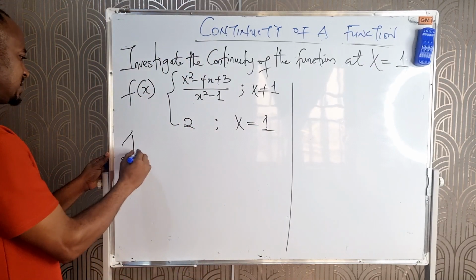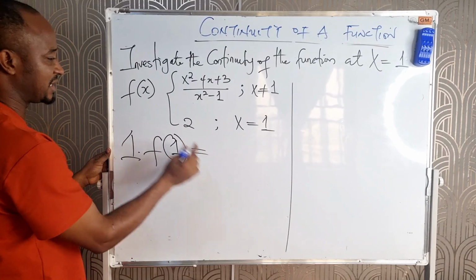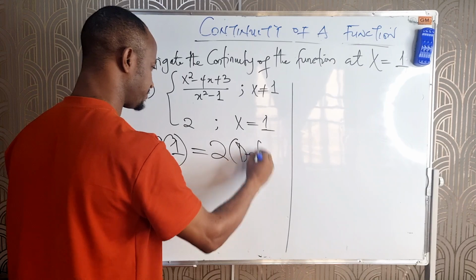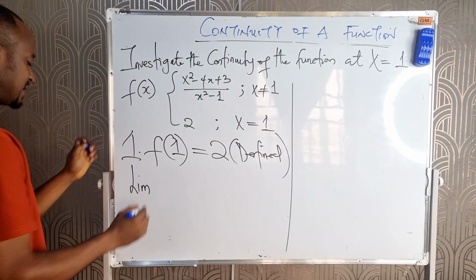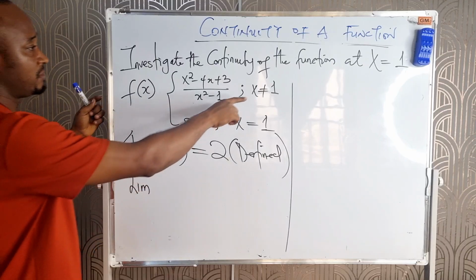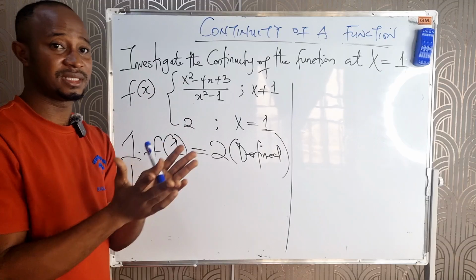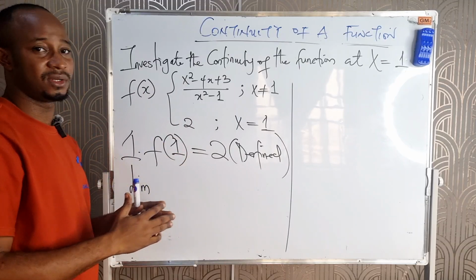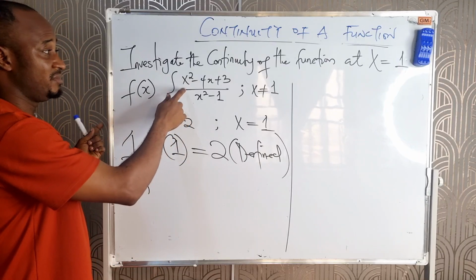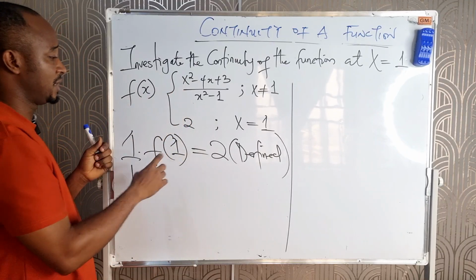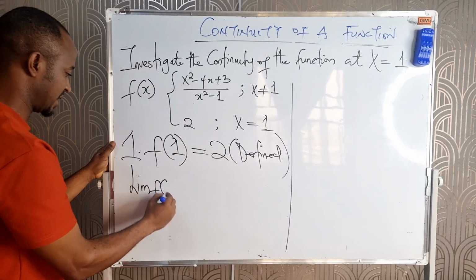So the first step is we have to define f of 1. f of 1 is already defined as 2. Now the next step is to find the limit. In this case, we are just given two functions. We don't have an inequality sign here. No need to find the limit on the left hand side and right hand side. All we need to do is evaluate this to find the limit of this function. Then we'll compare our f of 1 with the limit of this function. But let's find the limit of our f of x, right?